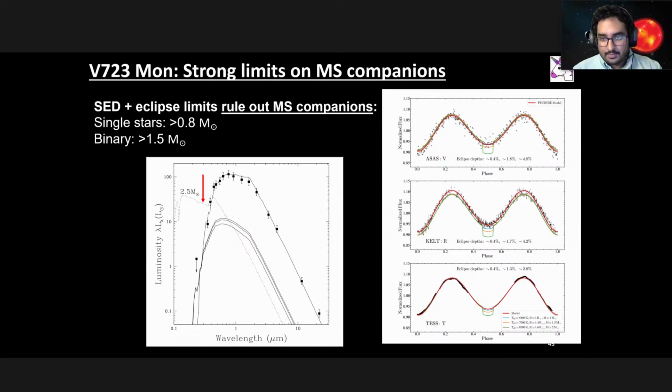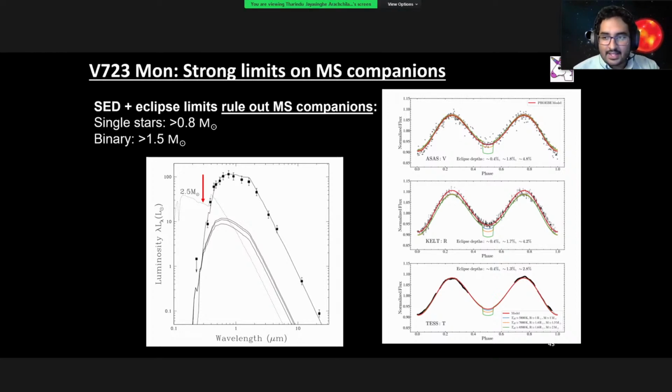Okay, to recap, we are confident that the mass of the companion to the giant is about 3 solar masses. The next step is to rule out luminous companions. We do this by using both the SED for this system and looking at limits on eclipses. Starting off with the SED, as you can see on the left figure, it is fairly easy to rule out a luminous companion with a mass close to 3 solar masses.